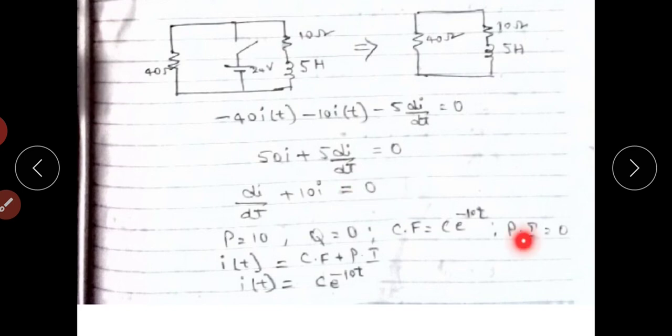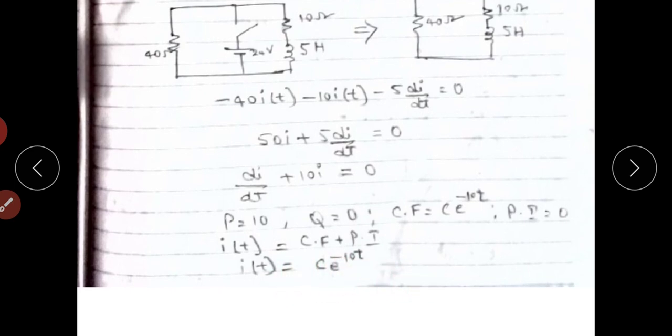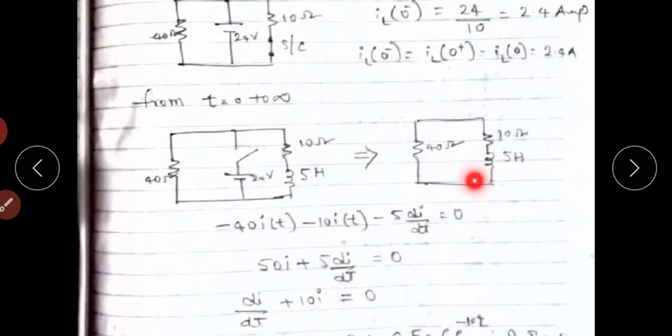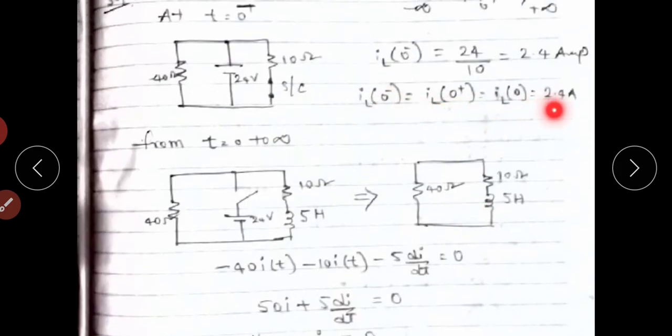Next, the particular integral value equals to 0. So why? Because here Q equals to 0, so automatically the particular integral value becomes 0. So next, total response I of t equals to CF plus PI. So I of t equals to C into e power minus 10 into t. Okay, this is the current expression. So next, to find this constant value, by using initial current. Here initial current I of 0 plus value equals to 2.4 amperes.